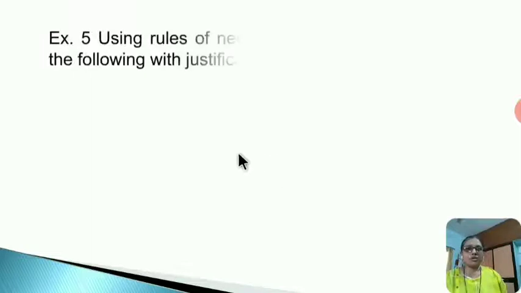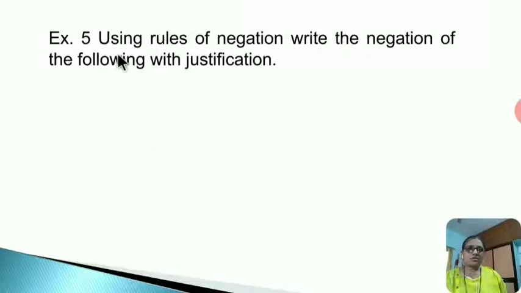Now our fifth example has the common instruction: using rules of negation, write the negation of the following, with justification. That means we have to find the negation of the given statement and we have to write its justification also.